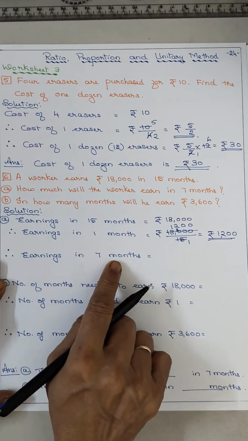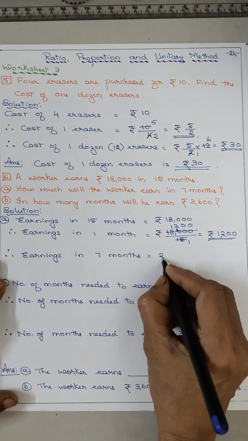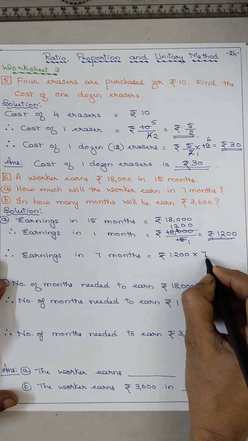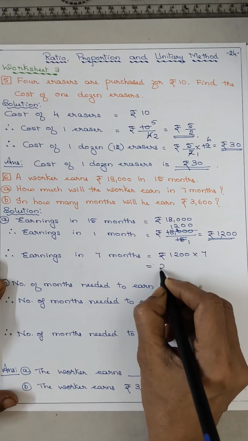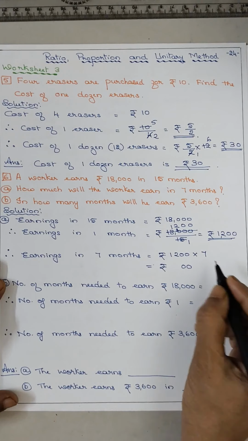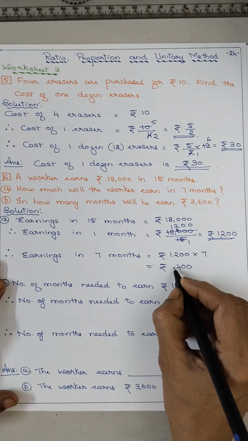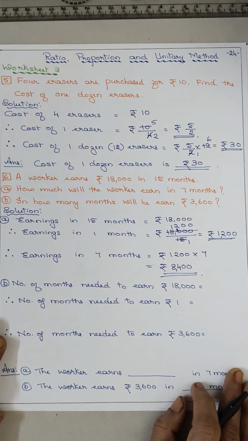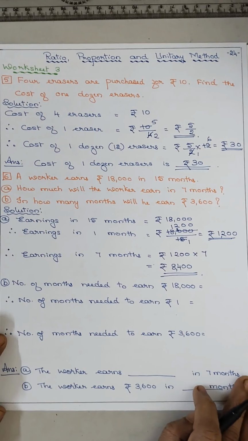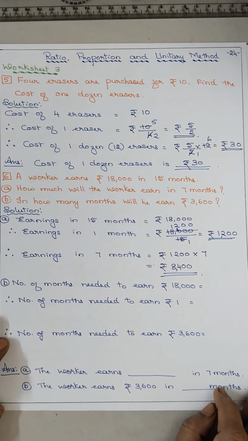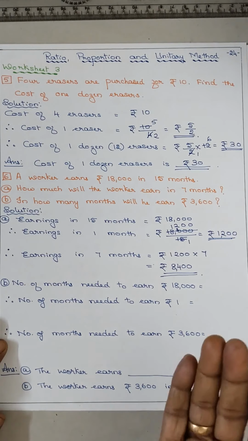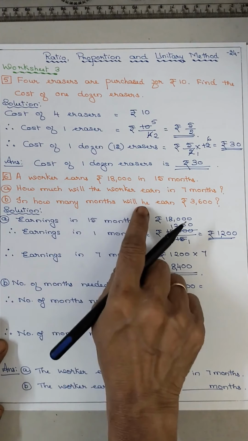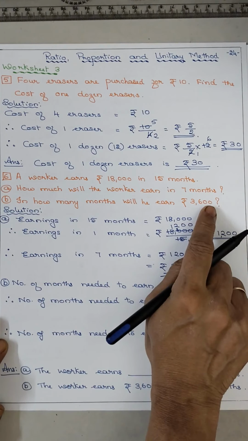Now they have asked question A, how much the worker will earn in 7 months. So earnings in 7 months. 1 month में कितना आया? 1,200. 7 months, multiply by 7. That is 0 0. 7 2s are 14. 7 1s are 7 plus 1, 8. 8,400. So question A is as usual, whatever you have done, same. But now coming to question B, in how many months will he earn 3,600?